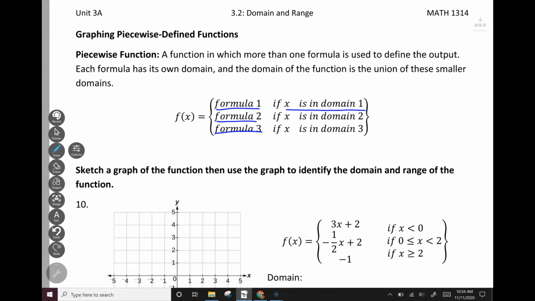So say x is less than 2, we're going to graph this line, or you would have this output if you're plugging in a number less than 2. And then say you have x is greater than 10 right here. So this only applies to where x is greater than 10. So you'll have several different formulas, at least 2, and they will only be used for when x is in that certain domain.